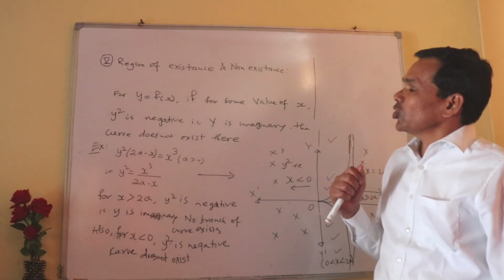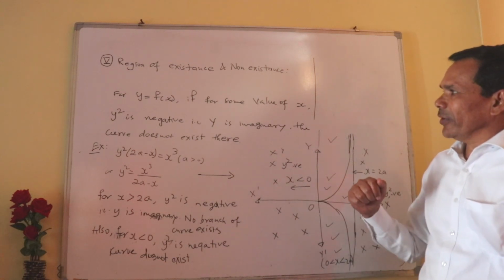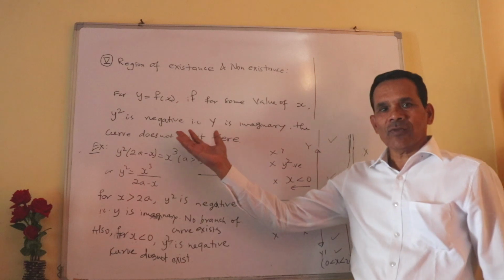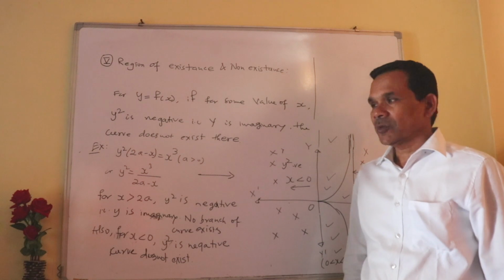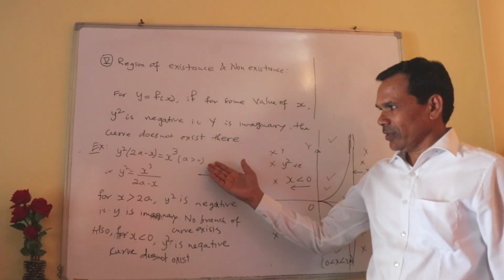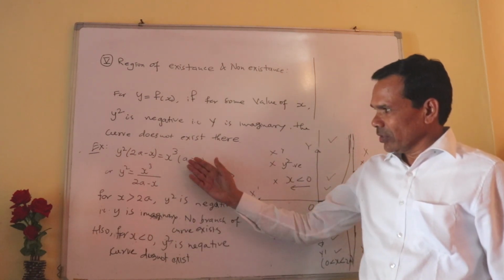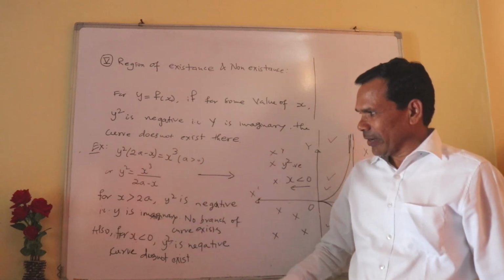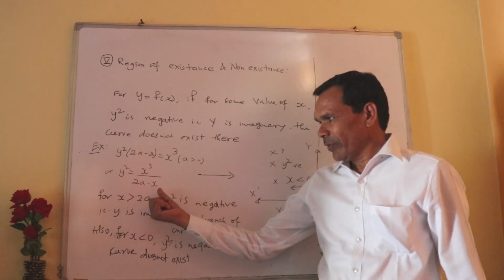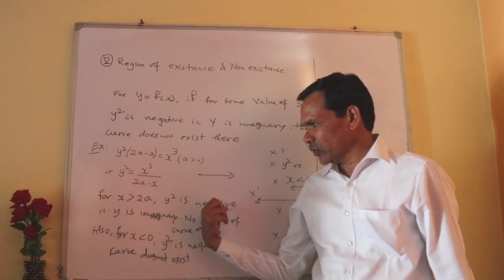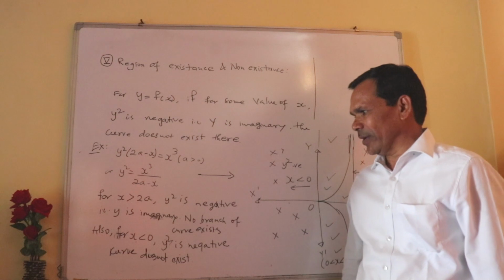The next point is region of existence and non-existence. For the curve y equal to f of x, if for some value of x, y square is negative, that is y is imaginary, then the curve does not exist there. Similarly, for this example, y square times (2a minus x) equals x cube is the curve. We write it in this form, taking 2a minus x in the denominator. If x is greater than 2a, y square is negative, so y is imaginary. No branch of the curve exists for x greater than 2a.